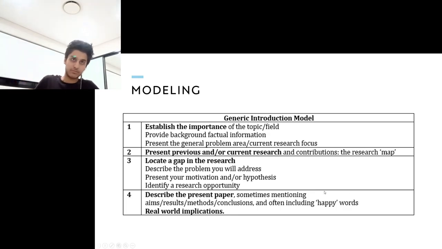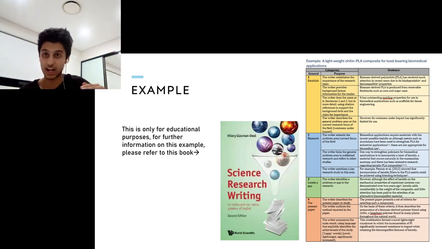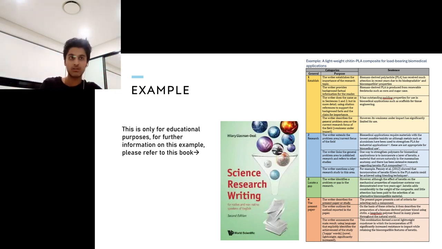And here is an example. So what is this about? This is about a lightweight chitin PLA composite for load-bearing biomedical applications. As you can see here, we've split it into the key sections: establish research, locate a gap, and then present the paper. Then there's a sentence by sentence breakdown of how the introduction actually works. I got this from Science Research Writing, second edition, by Hilary Glasman-Deal. If you want more information on this, please check out that book.